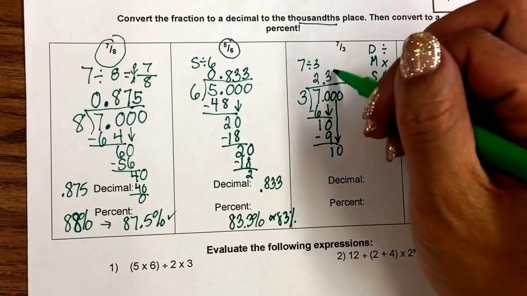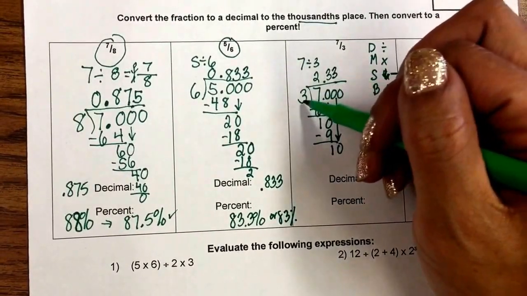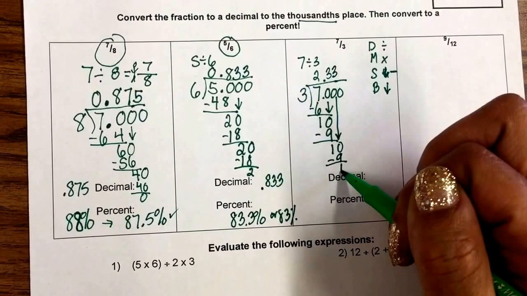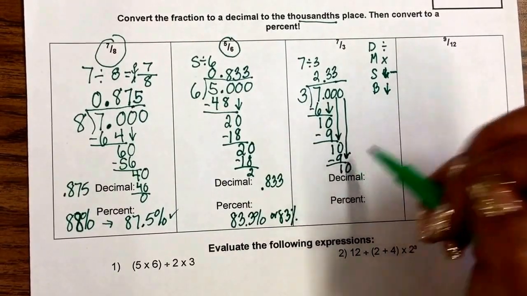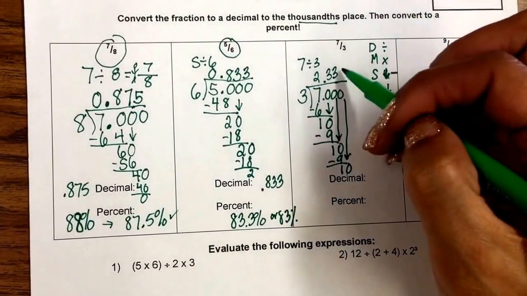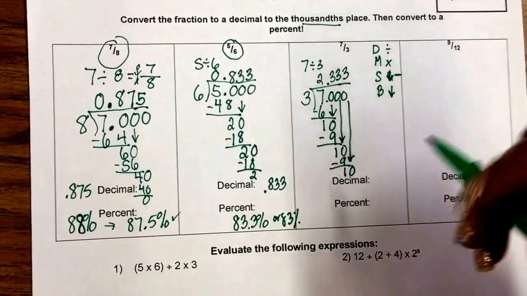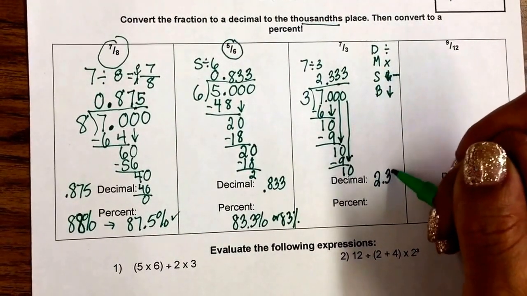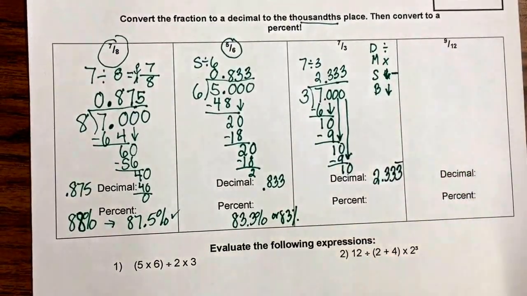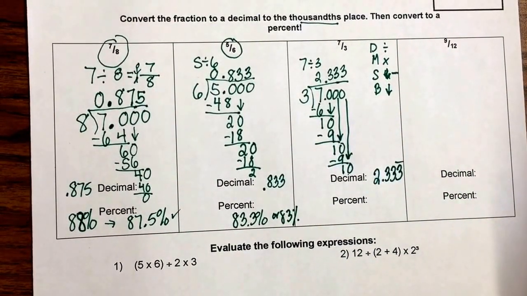Divide, 10 divided by 3 is 3. 3 times 3 is 9. I get a 1. Bring down the next 10. 10 divided by 3 is 3. Same steps again. But since I'm at the thousands place, I'm going to stop here. So my decimal is 2 and 333 thousandths. It's just being repeated. So what would this be as a percent?